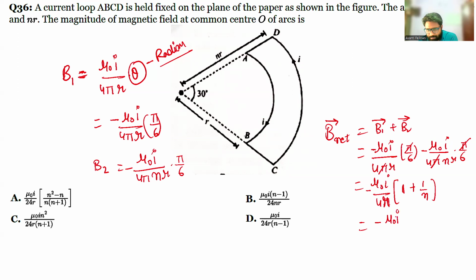Minus mu naught I upon 4 into this 4. 1 by 6 is also there, 1 by 6 for pi by 6. So it will become 24r. Now you can say here that it is mu naught I upon 24r into n plus 1 upon n. So we can say that minus mu naught I upon 24r, n plus 1 upon nr.